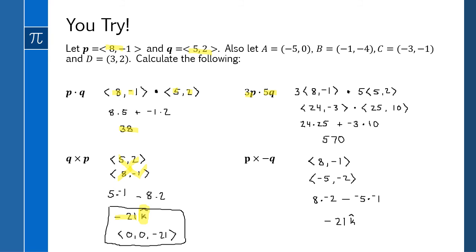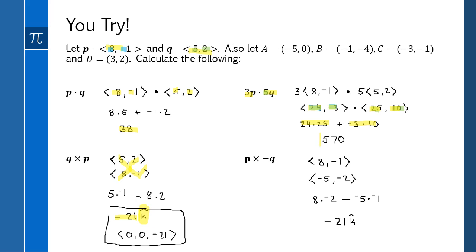Now for these next two, you have to deal with some multiplication before you can actually do the dot or the cross product. So 3 times vector p would be 3 times 8 and 3 times -1. So we've got 24, -3. And then we've got 5 times vector q. So we do 5 times 5 and get 25, 5 times 2 and get 10. And then you can do the dot product where you multiply the x components and then you multiply the y components and add them together, and you get 570.